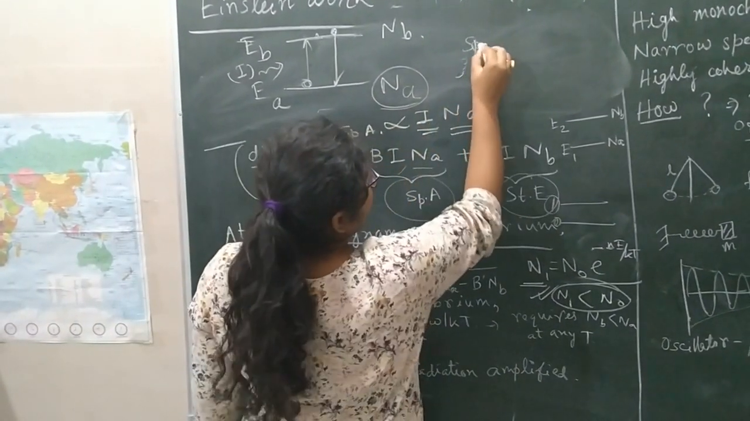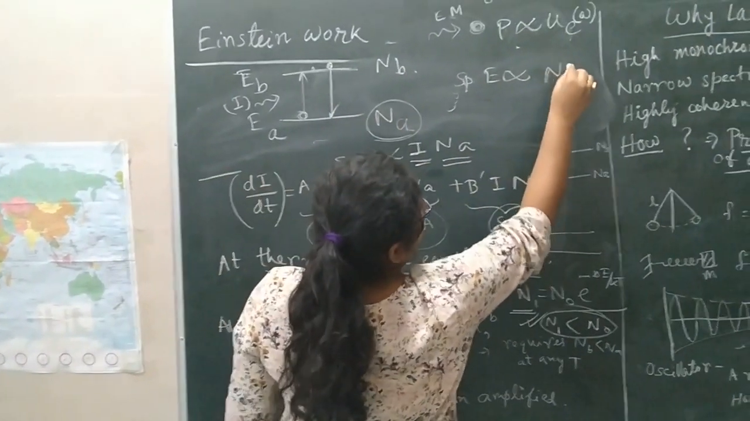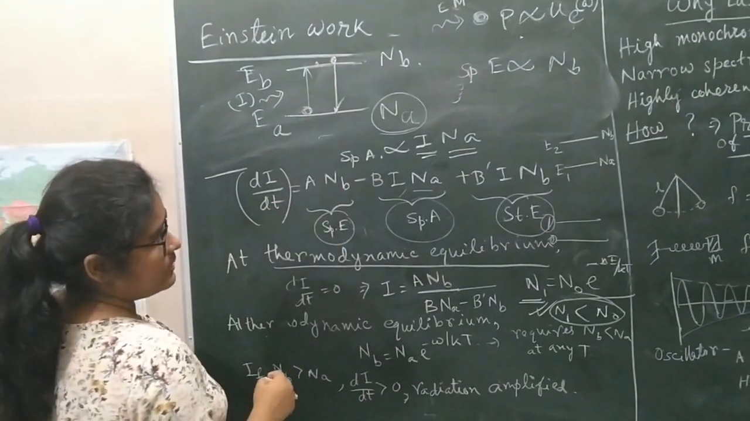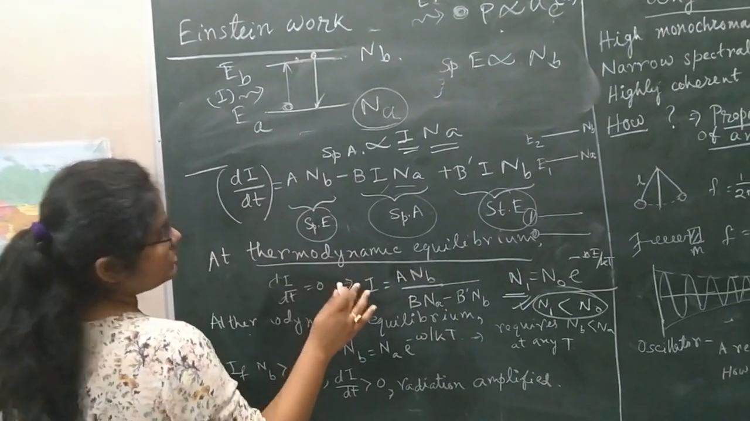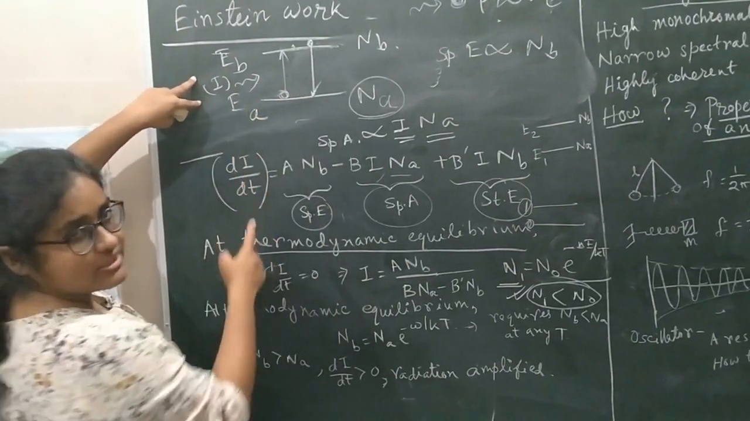Now there should be a spontaneous emission, which will be only proportional to the number of atoms staying at the excited level. So there should be no dependency on the incident intensity or energy density of the incident field.